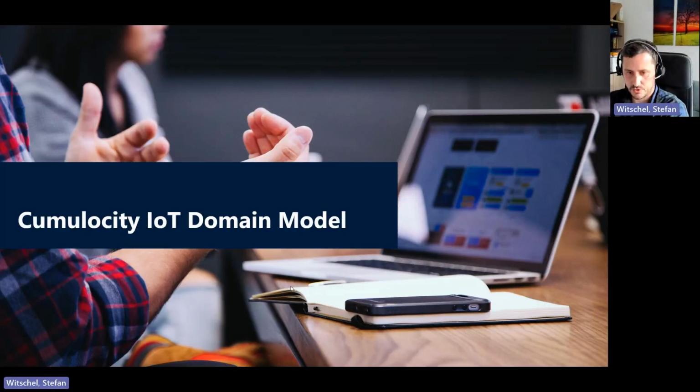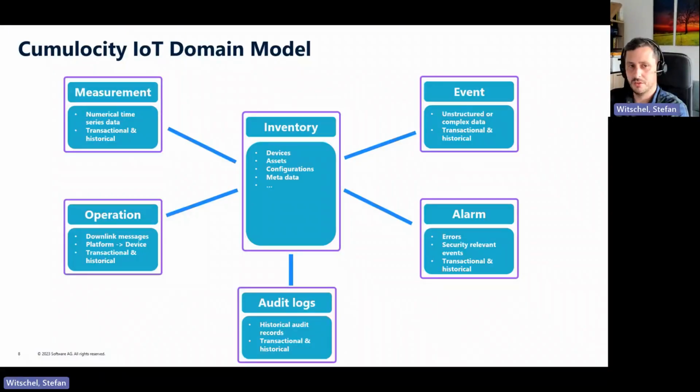One partial solution to this is the Cumulocity domain model, but the domain model of Cumulocity IoT will not give you all the answers which you need. This is why I also prepared some best practices, but start with a domain model. The Cumulocity IoT domain model has in its center what we call the inventory. In the inventory, you store so-called managed objects, which can mainly be devices, assets, configuration, metadata, groups. So anything which is data that should persist in the platform, so no transactional data. This is the inventory, the center of the whole domain model.